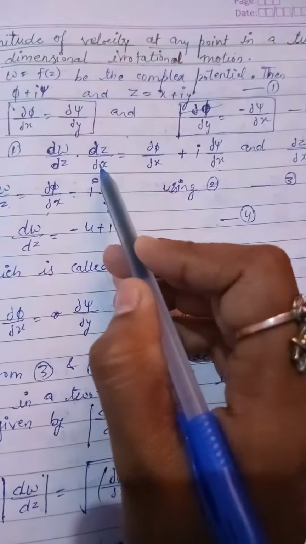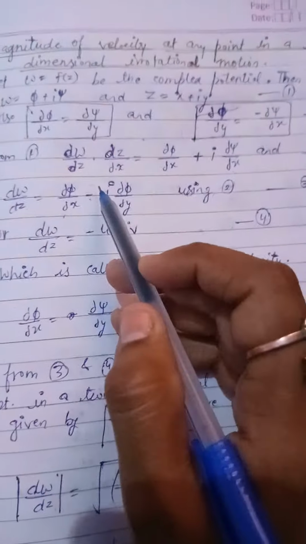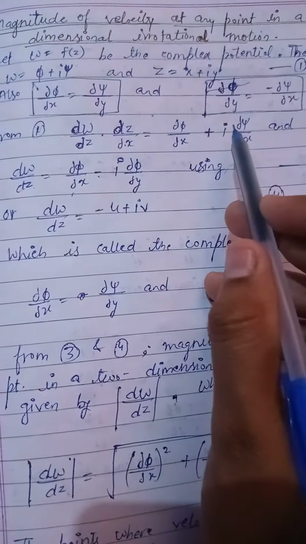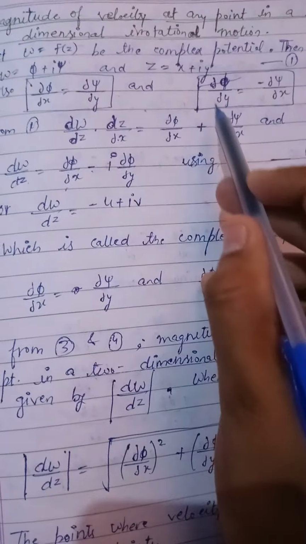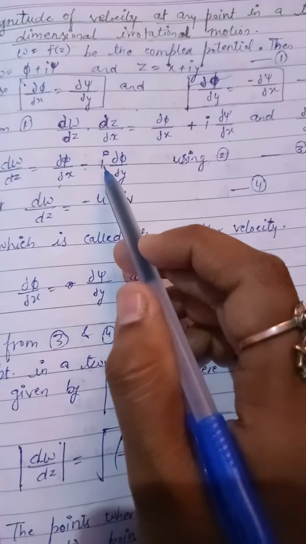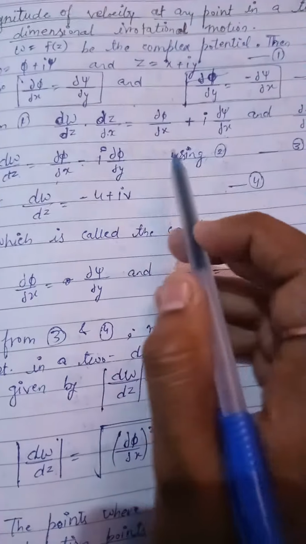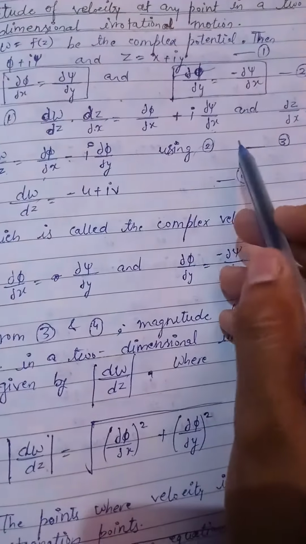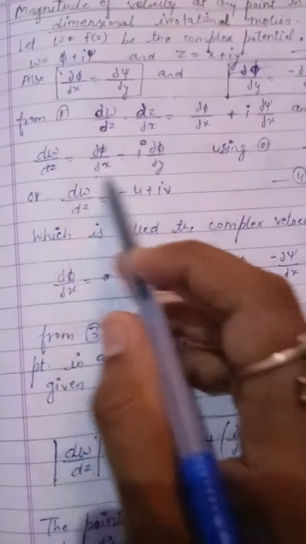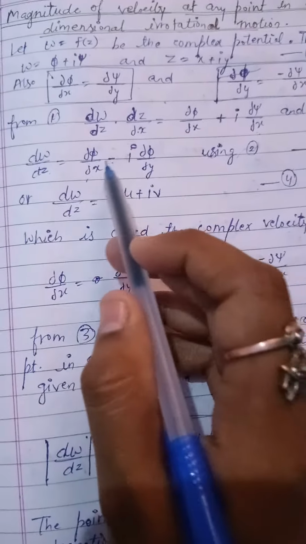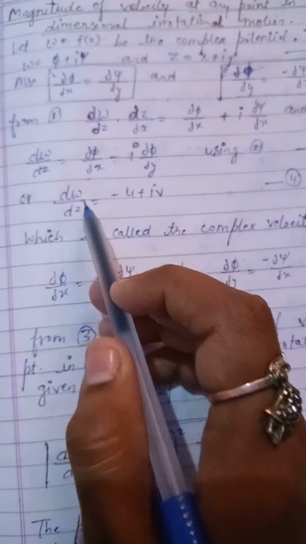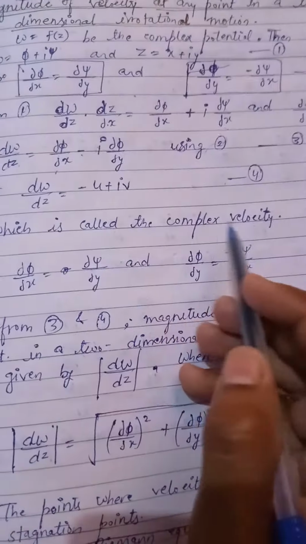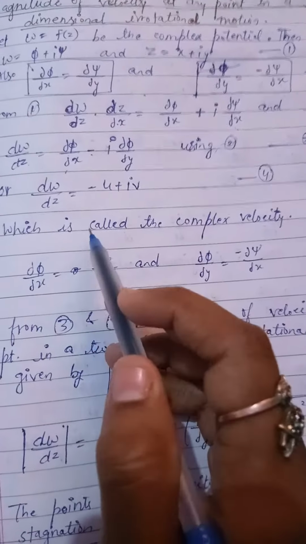So we'll substitute that value here, and we'll get del w by del z equals del phi by del x plus i del psi by del x, and del psi by del x equals minus del phi by del y from equation number 2. So we'll substitute here minus i del phi by del y. This we call equation number 3, and this will become del w by del z equals u minus iv, or we can also write it as minus u plus iv. So this is equation number 4, which is called the complex velocity.